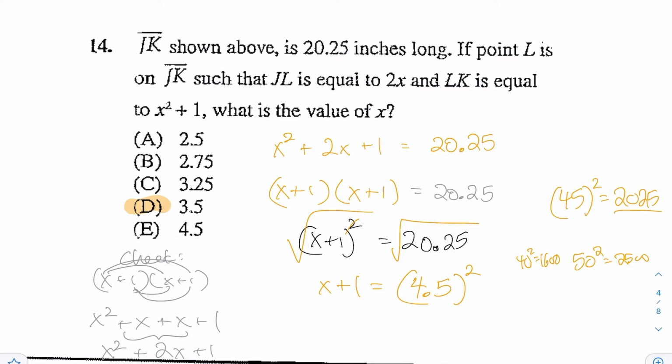So we tried 45 squared, which is exactly 2025. Here you do have a decimal, so you just have to move the decimal over. All right, and then you would have to subtract 1 on both sides. You get that x is equal to 3.5, which is choice D.